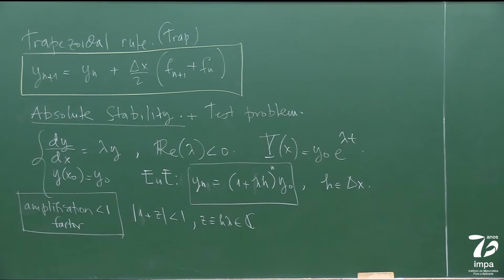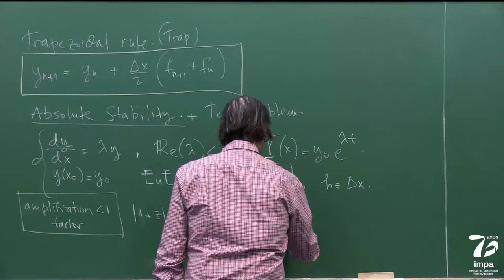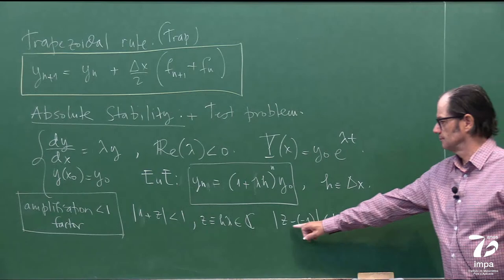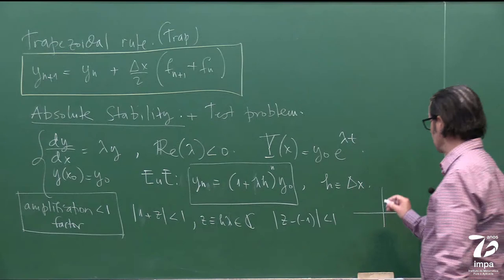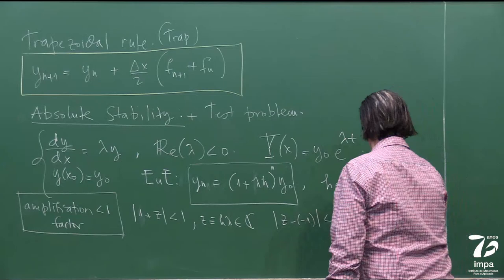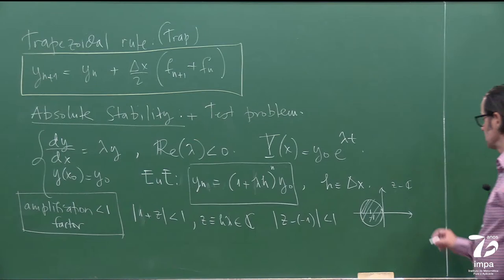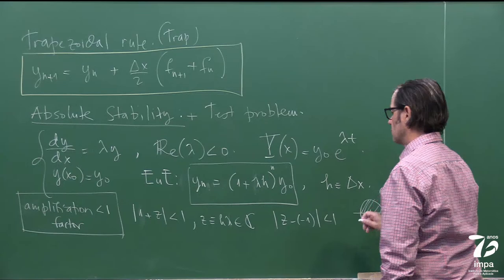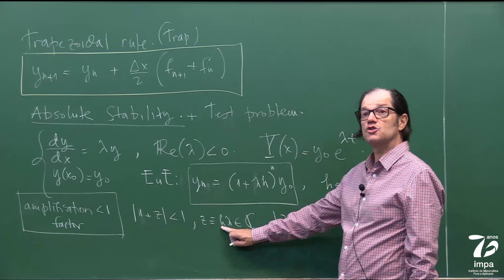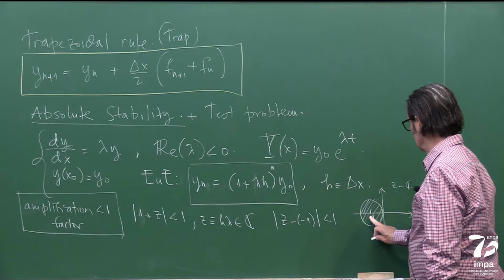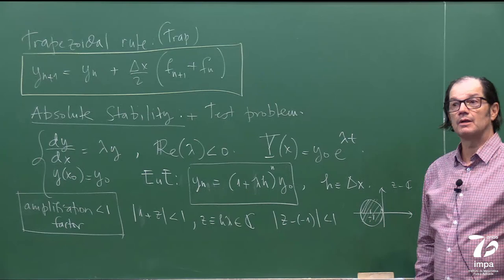Now look at this. I love this because it's super simple. This is the same as saying that, which means that my region of absolute stability in the z complex plane is this, where z is h lambda, which means I have to use a small enough time step so that I'm inside this region here, which is this disk centered at minus 1. And you can do this by hand, actually.